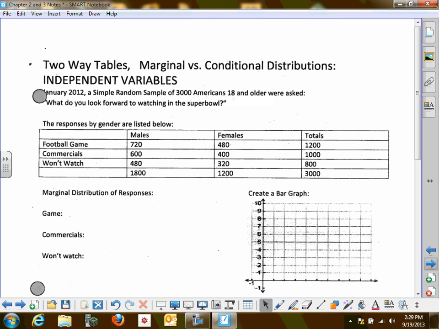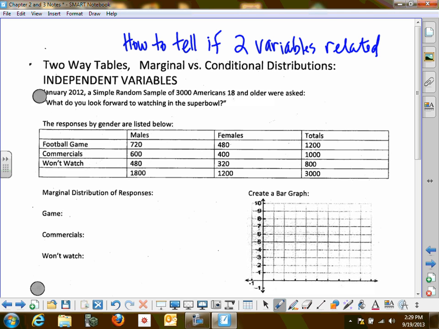Second concept for today. How do you mathematically determine if two variables are related? Okay, second concept: how to tell if two variables are related. Because let me tell you something, if they are independent of each other, then they do not affect each other. They are independent. Okay, so we're going to look mathematically at what that is.